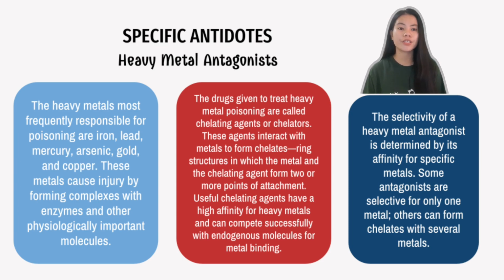Useful chelating agents have a high affinity for heavy metals and can compete successfully with endogenous molecules for metal binding. By preventing initial binding of metals to endogenous molecules, chelators can prevent injury. By stripping metals that have already become bound, chelators can enhance their excretion. The selectivity of a heavy metal antagonist is determined by its affinity for specific metals. Some antagonists are selective for only one metal, and others can form chelates with several metals.